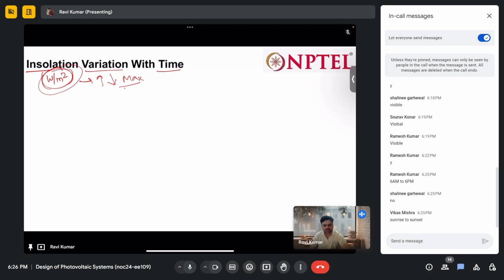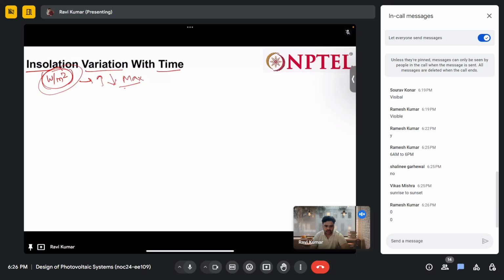What is the insolation at sunrise? Just before the sunrise? Almost zero. What is the insolation just after the sunset? Almost zero. See, we have a term, it is sunrise, it is sunset, and this is like 0. So we are saying 0 here, 0 here. So will it be 0 for the entire day? No, it goes up, becomes maximum, and then comes down. So this is the variation of insolation with time.